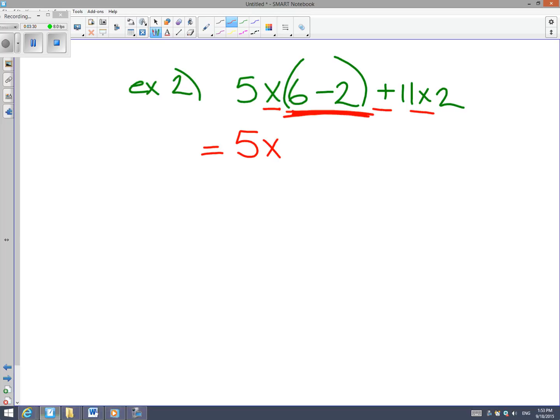6 minus 2 is 4. We know that. We're going to add the 11 times 2. And what we've done is we've written the next part of the question, and we haven't changed the order in which it was written. This 6 minus 2 has ended up right there, and the rest of the question is the same. 99% of the time, when you get a mistake with this, if it's not a small calculation error, it's because you have mixed up the order of the question.